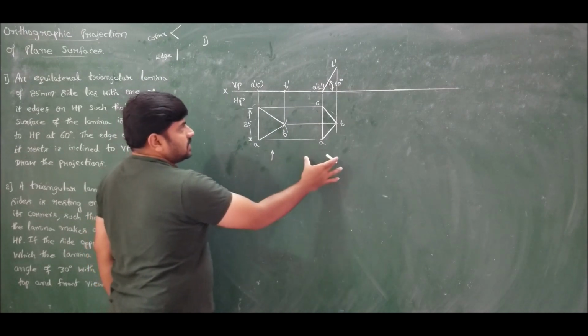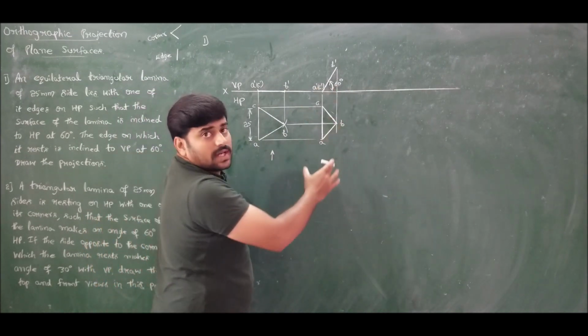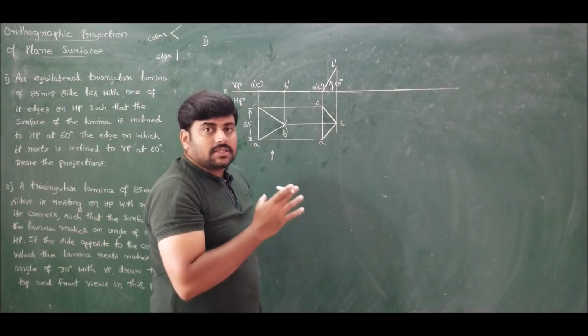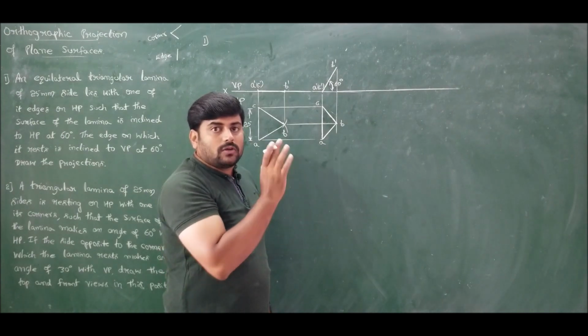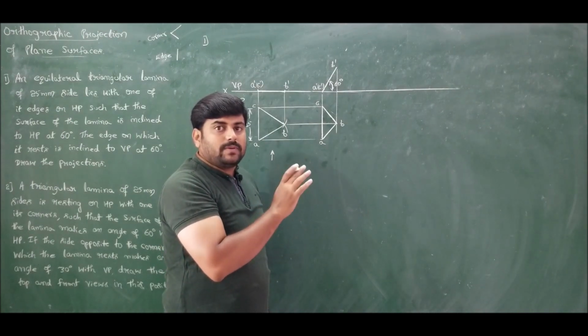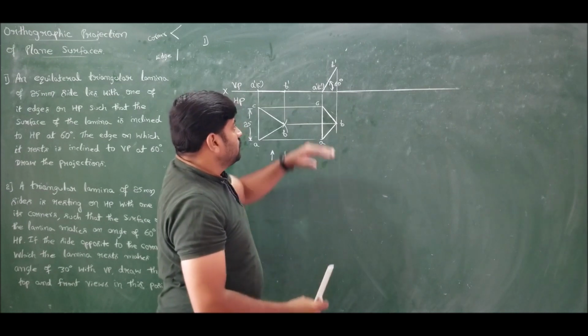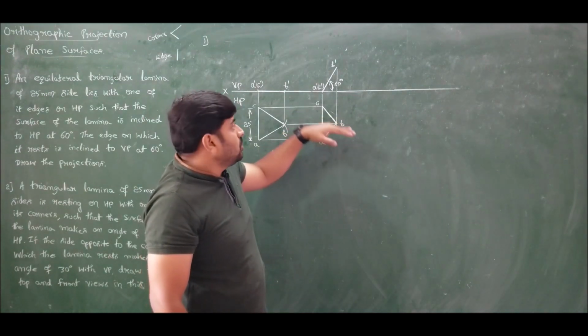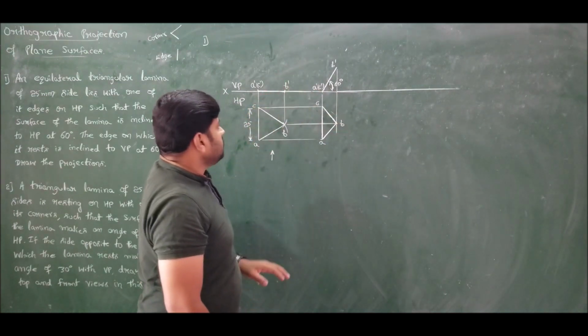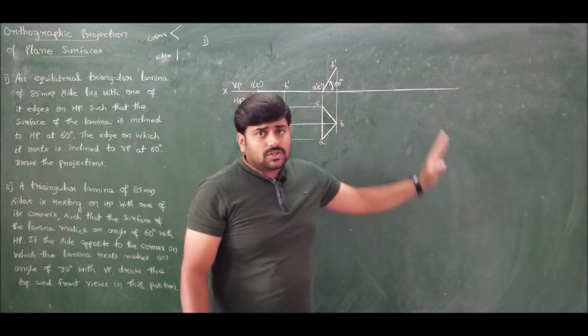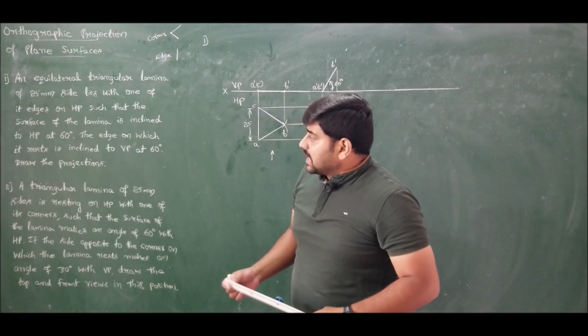So first position, second position is showing inclination with respect to HP. Anything shown with respect to HP will be plotted on VP. Anything with respect to VP will be plotted on HP. So inclination with respect to HP will be shown on VP. Now in the final position I should show the remaining condition what he has given.